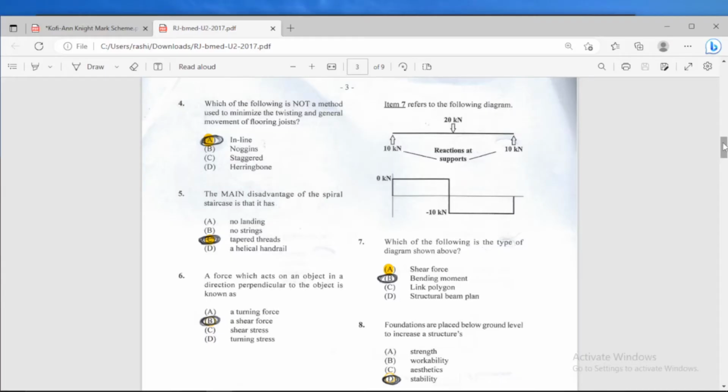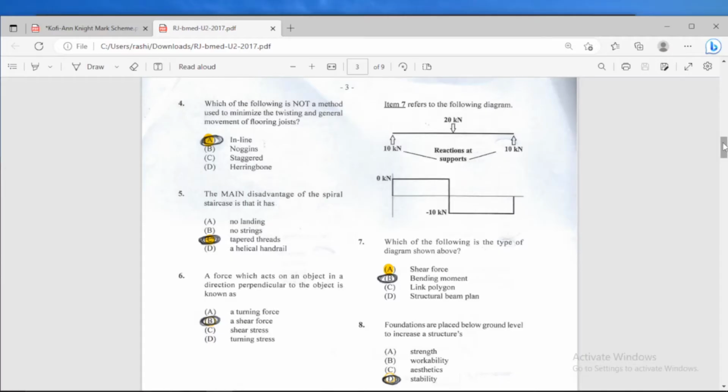Tapered threads mean that there is a pole, like a center, for the spiral. And the parts of the thread of the staircase, the thread of the staircase is the part of the staircase that you actually put your foot on when you're walking on the stairs. So the threads are going to be tapered towards the center.